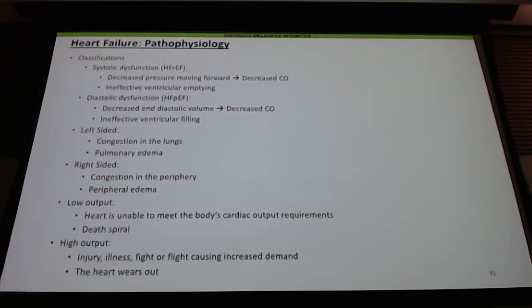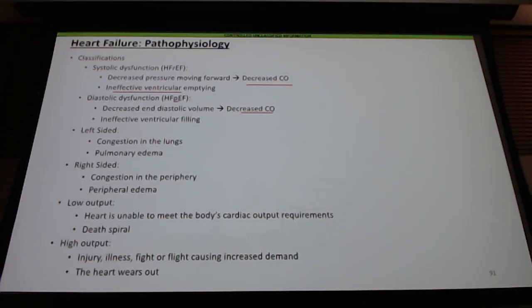Then we moved on and we started talking about heart failure. We talked about how there's a lot of descriptors that can be used to discuss heart failure, where the end result is similar, but the pathophysiology of how we got to that end result is different. So with systolic dysfunction, we said, you get ultimately a decreased cardiac output, but that's because you're not emptying the ventricle properly during systole. And that's your heart failure with reduced ejection fraction. When we look at diastolic dysfunction, this is heart failure with preserved ejection fraction.